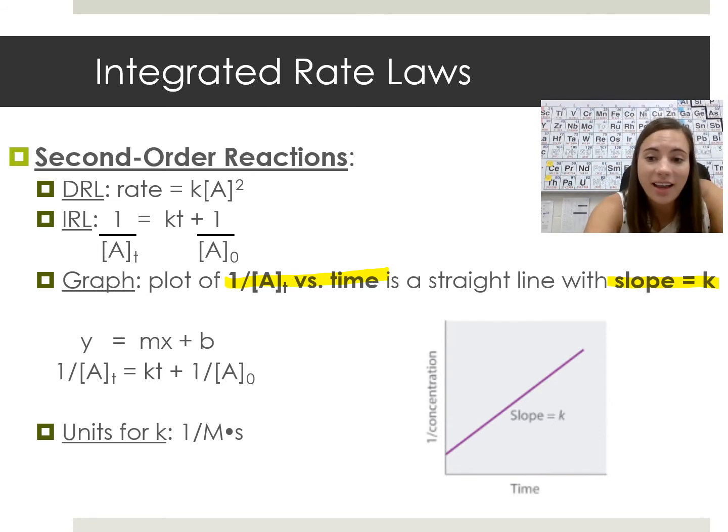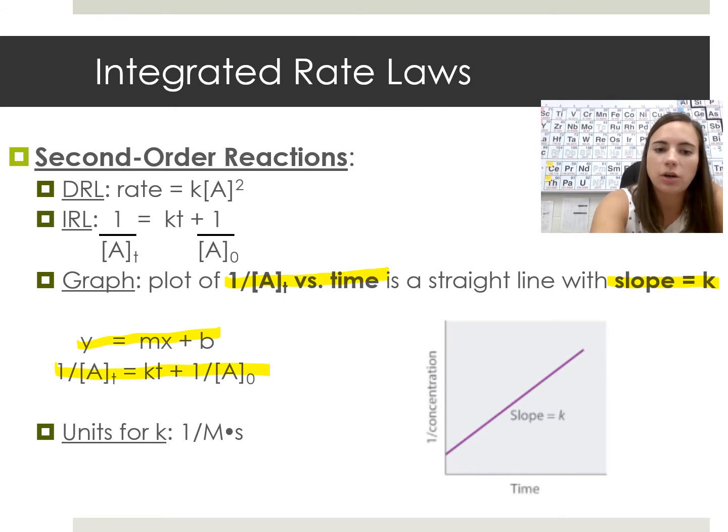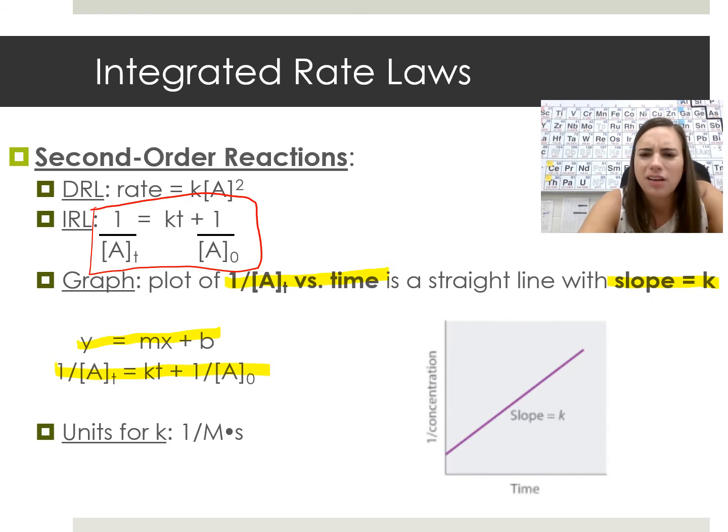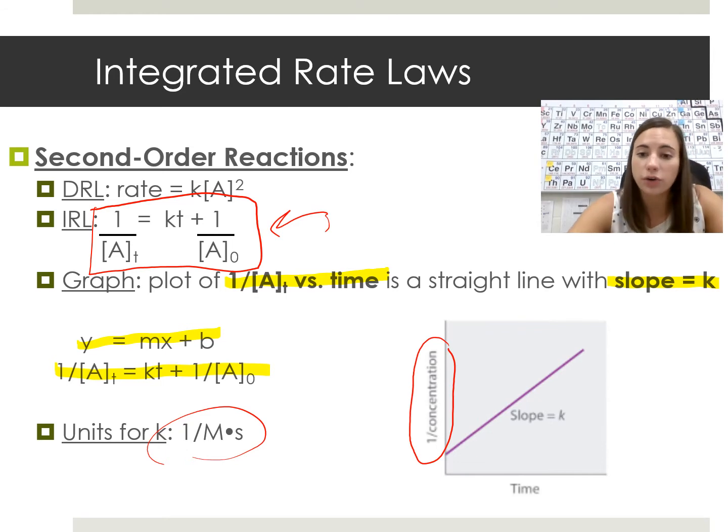And so just like with our last graph, because we graph it, we can get an equation of a line, which gives me that the integrated rate law is: 1 over the concentration of A after time equals kt plus 1 over the initial concentration of A. My units for second order are 1 over molarity seconds, okay? So big takeaway here, this is my equation, and for second order, my graph is 1 over concentration. It gives me the straight line.